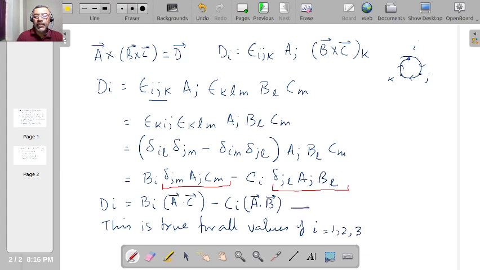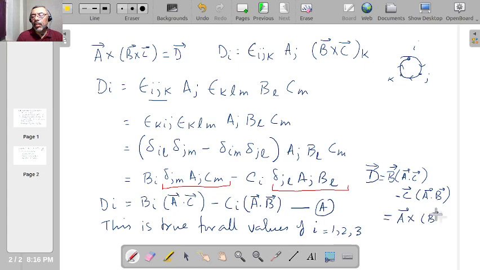So this one, equation A, can be written in the vector form as D equal to B times A dot C minus C times A dot B. So that way we prove our first identity: B multiplied by A dot C minus C multiplied by A dot B is equal to A cross B cross C.